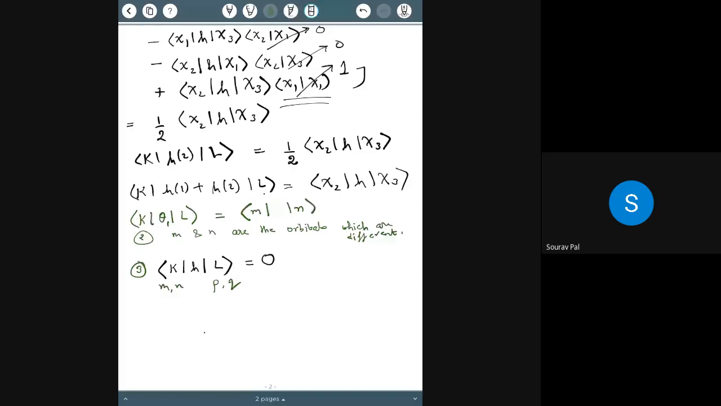This right hand side also, theta 1 should be h, because that's the one particle. The left hand side is a sum of one particle operators, so that should be theta 1. Yeah, now it is correct.